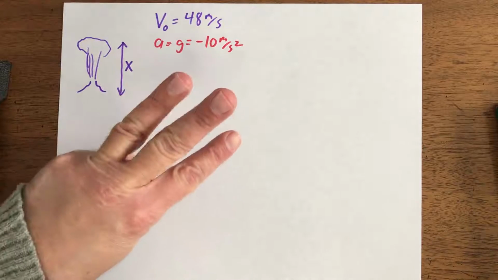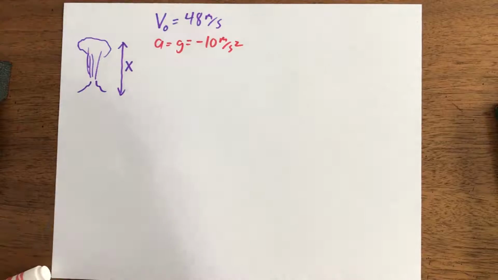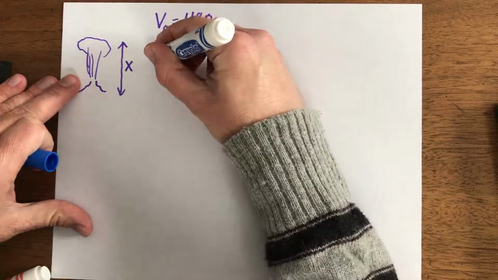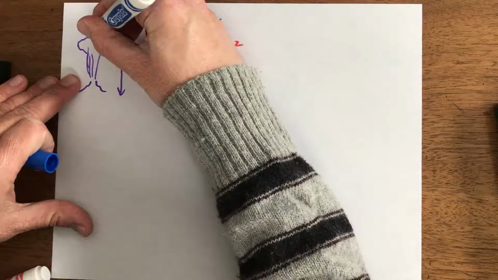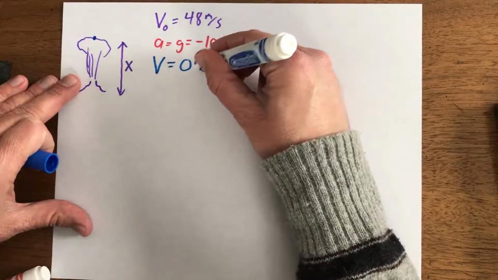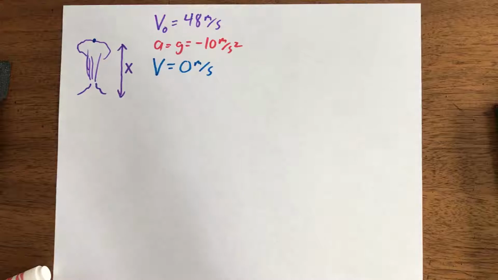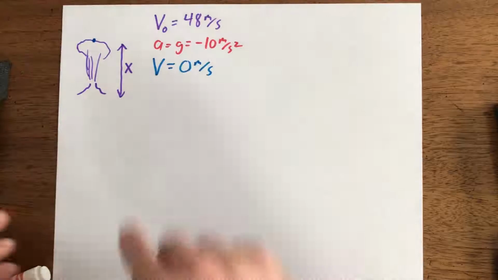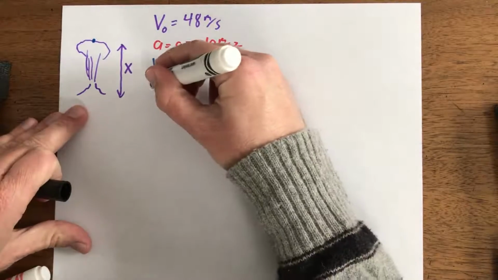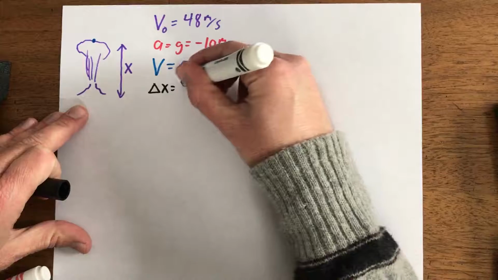We need to know at least 3 things to solve these problems. We got 2. We're looking for x, right? So what is the third thing? A lot of people miss this, but remember this always. Whenever you're talking about the peak of something, then the final velocity there at the peak is 0 meters per second for an infinitely small moment in time there. So we know those 3 things, and we are looking for the displacement, the delta x there.